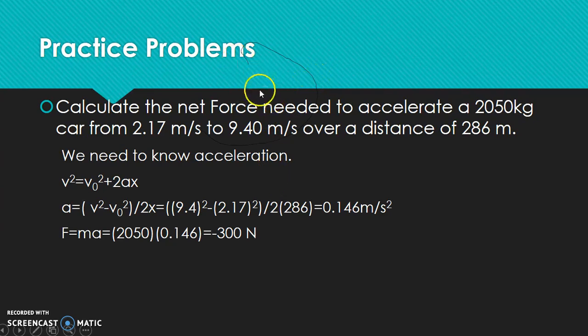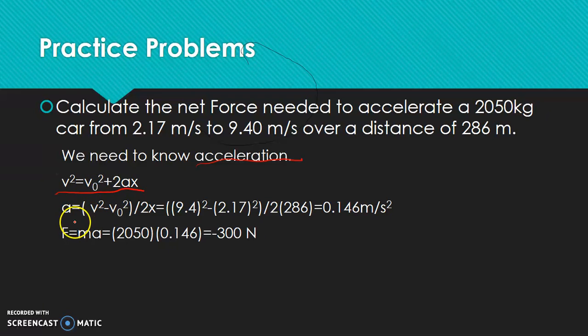So, the first practice problem states, calculate the net force needed to accelerate a 2,050 kilogram car from 2.17 meters per second to 9.40 meters per second over a distance of 286 meters. So the first thing we need to do is look for acceleration. Let's look at the formula sheet, and there are a few formulas that you can use, but the one I'm choosing to use is velocity squared equals the initial velocity squared plus 2 times acceleration times distance.